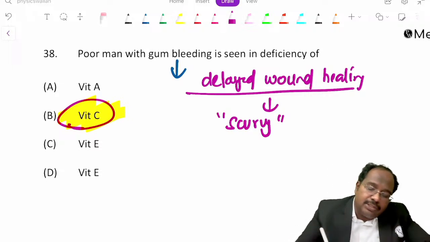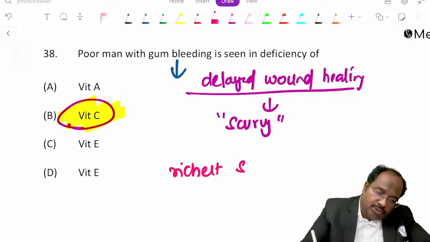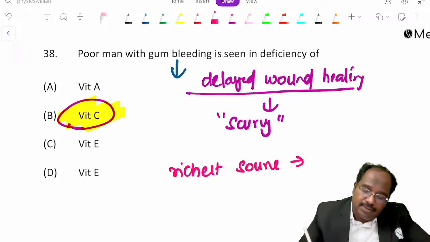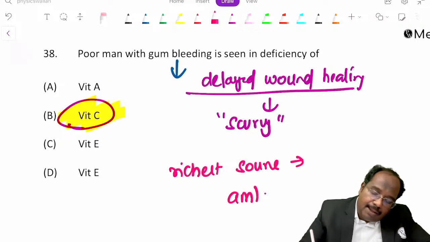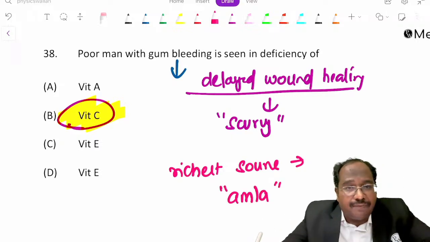So what is the richest source of vitamin C? The richest source of vitamin C is what? It is amla, guys. It is amla, Indian gooseberry. That is the richest source of vitamin C.